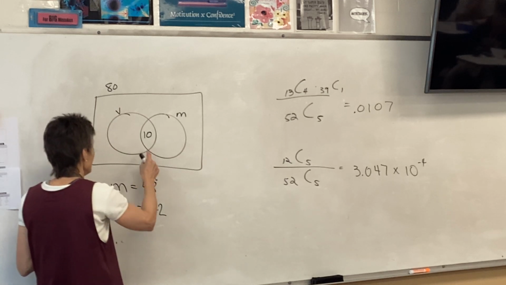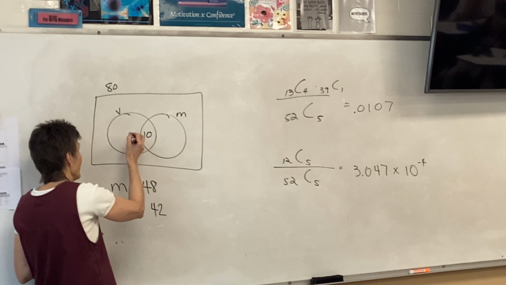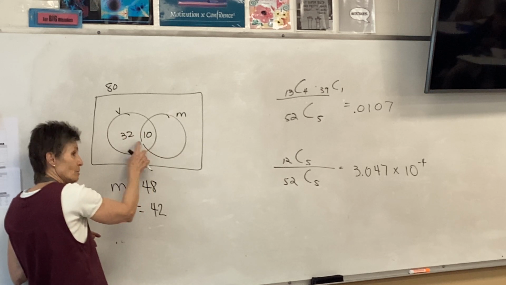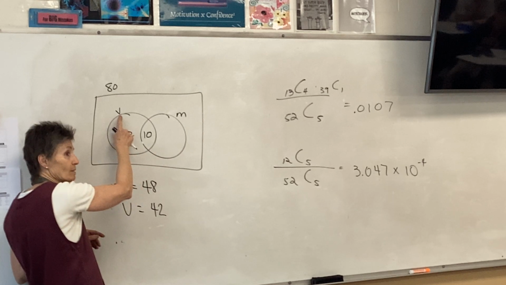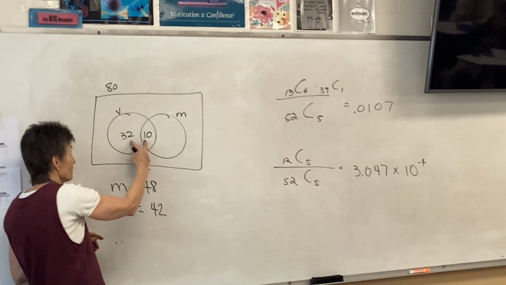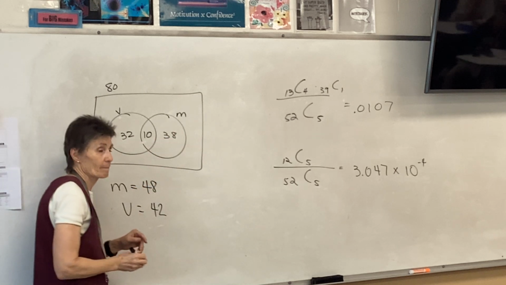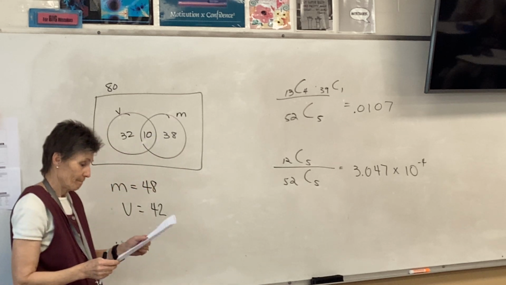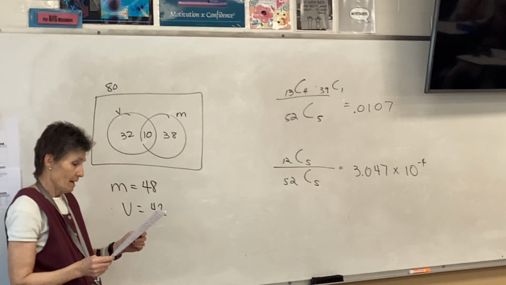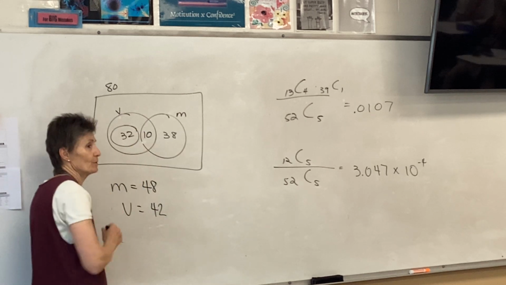And if 10 have already voted for vectors here, then this must be 32, because those have to add up to 42. I put vectors there. So vectors, and then matrices, this would be 38. Yep. How many like only vectors? 32.